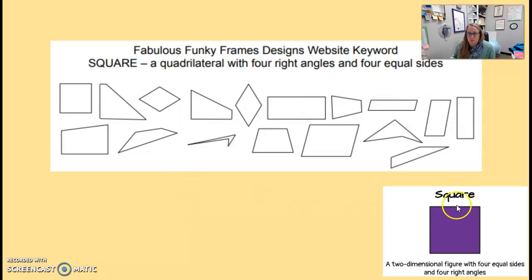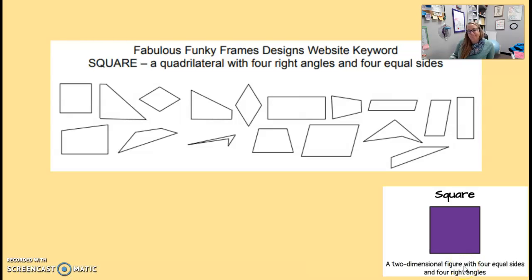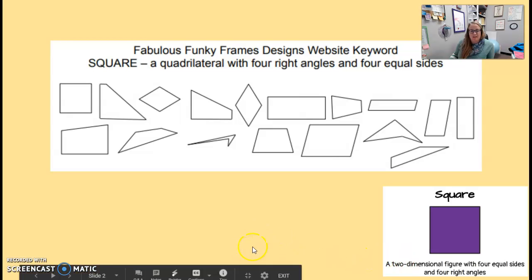The first one we are looking for is a square. So here's all of my funky and fabulous picture frames. And I want to only look at the squares. So a square is a 2-dimensional figure with 4 equal sides and 4 right angles. So let's look at this. I think I see, I don't know how many I see. How many do you think you see? Yeah, I think I only see maybe 1 or 2.